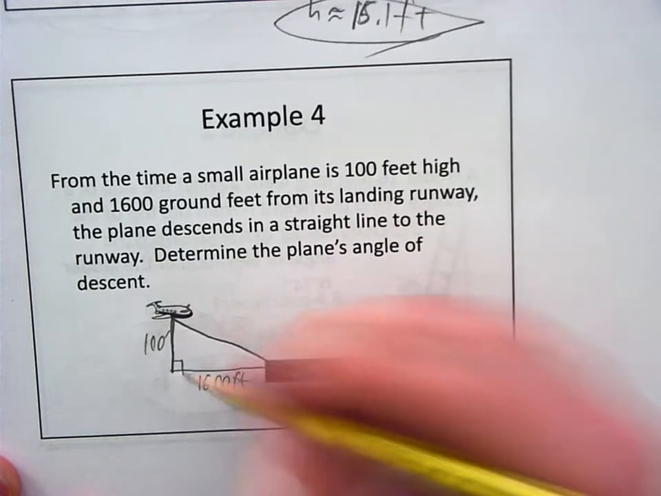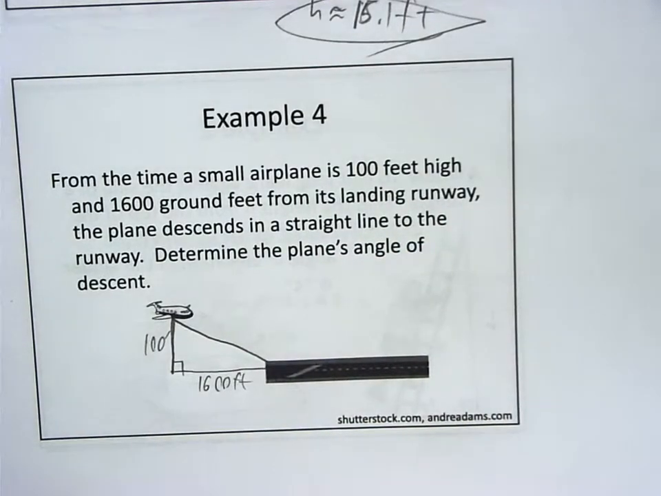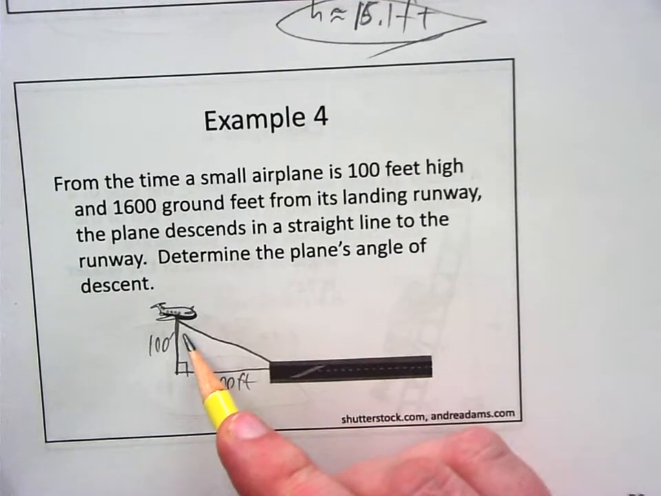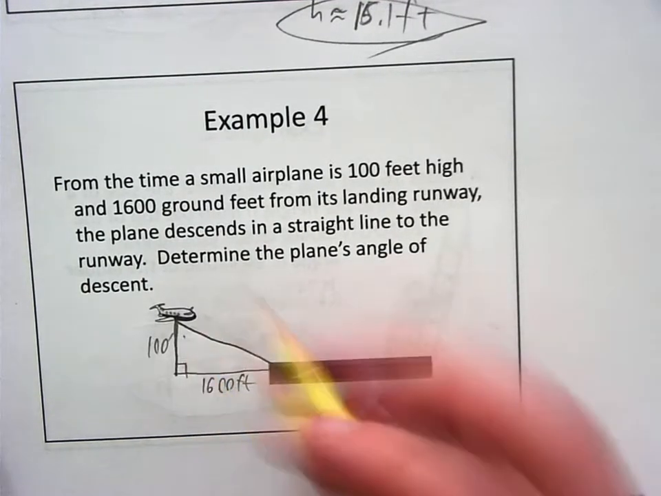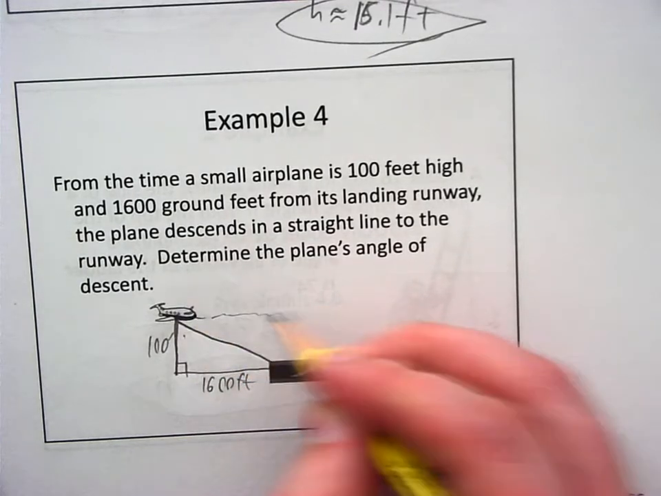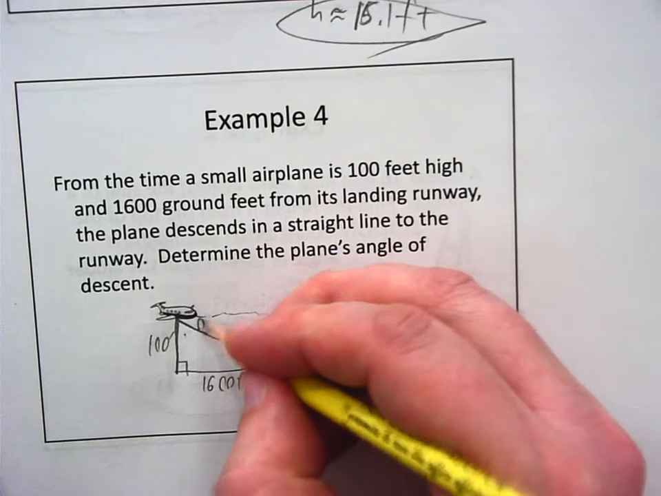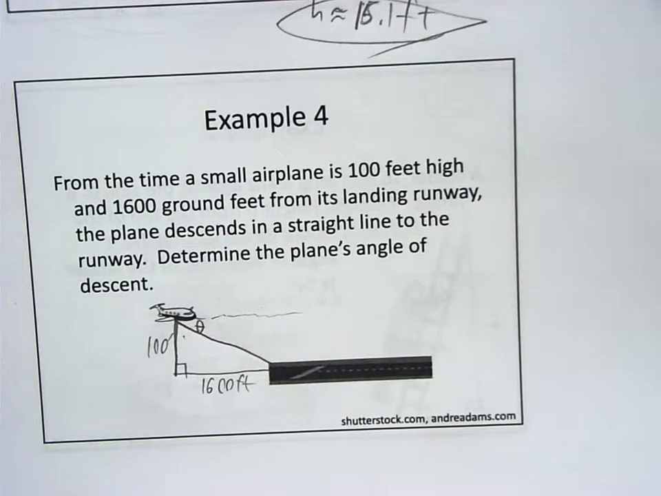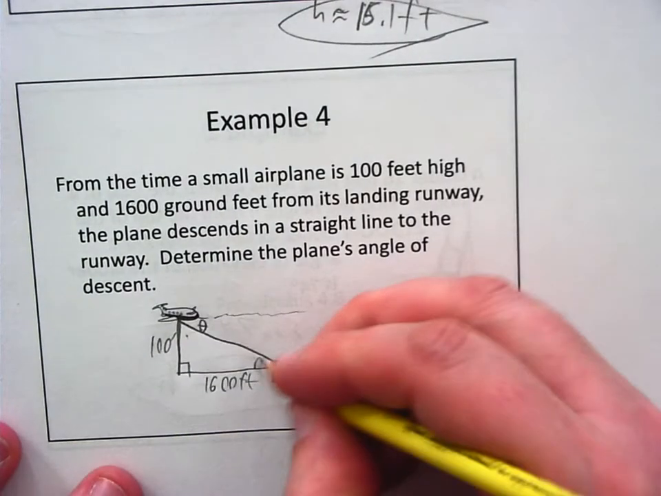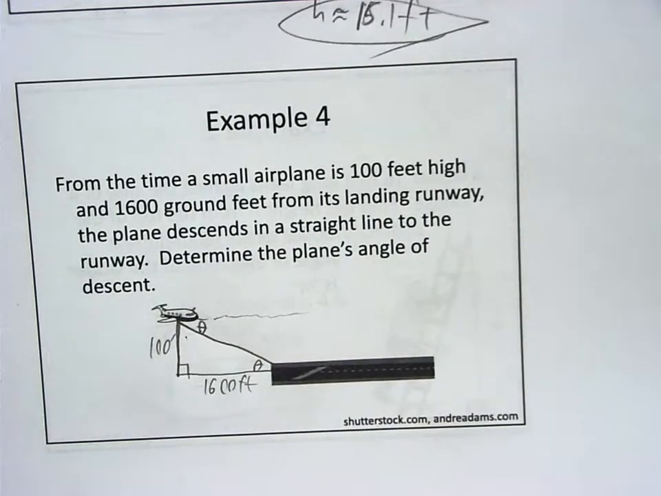Where would the angle of depression be on this? The angle of descent, I should say. It's the opposite. If you draw a horizontal out from that, your angle that you're looking for is actually here. Now, where else does that angle occur? Bottom right. The angle of elevation from the runway up to the plane is equal to the angle of descent from the plane down to the runway.